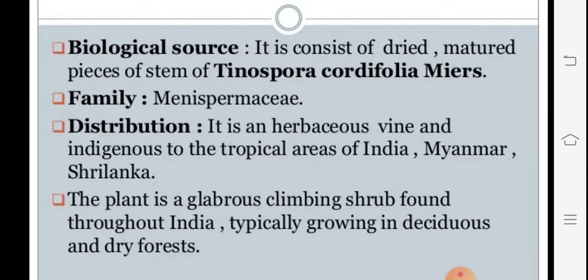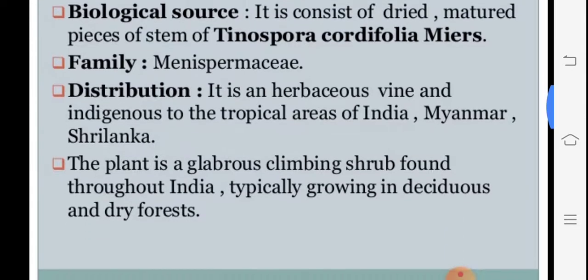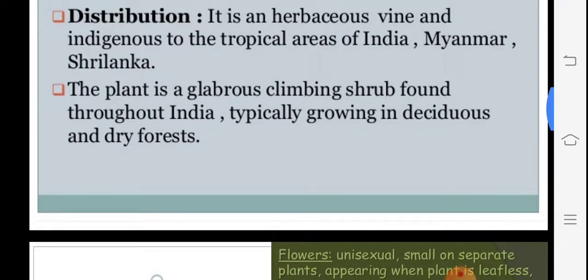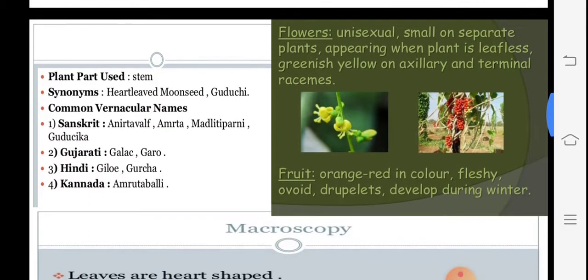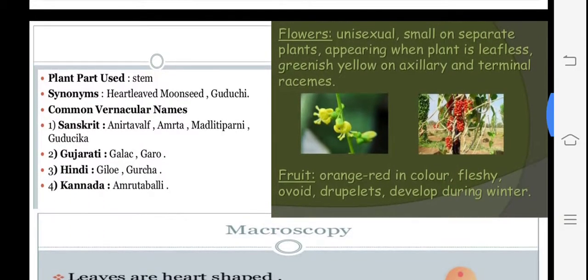Botanical name of it is Tinospora cordifolia, family Menispermaceae. It is a herbaceous vine, that is a climber, and it is indigenous to our Indian region, then other countries, Sri Lanka or Myanmar. The plant is a glabrous climbing shrub found throughout India, and it is deciduous, found also in dry forest. Deciduous means the plants whose leaves fall each year.